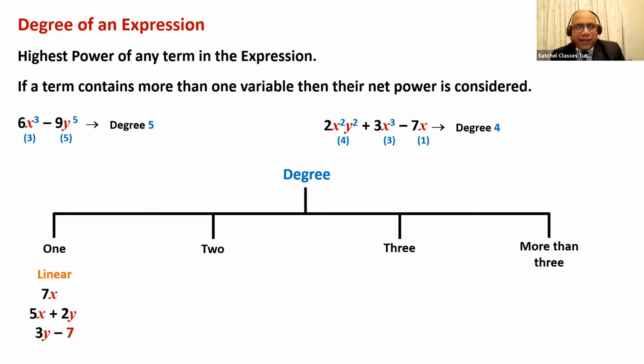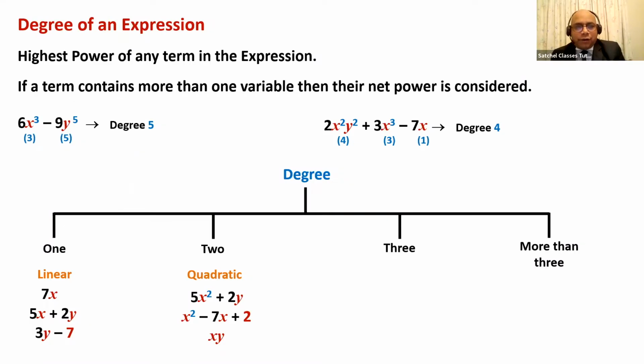If an expression has a degree of 2, it is called a quadratic expression. So 5x squared plus 2y, or x squared minus 7x plus 2, or simply xy. Remember, even in xy, although it might look like a linear expression because x is raised to a power of 1, y is raised to a power of 1, because they are multiplied, the combined power of the expression is 2. And hence, it's not linear, it's a quadratic expression.